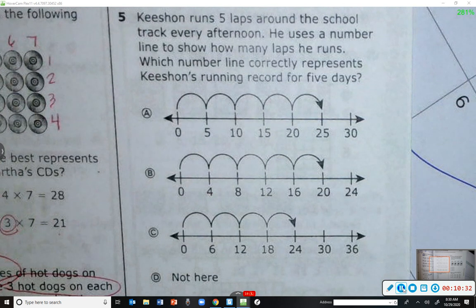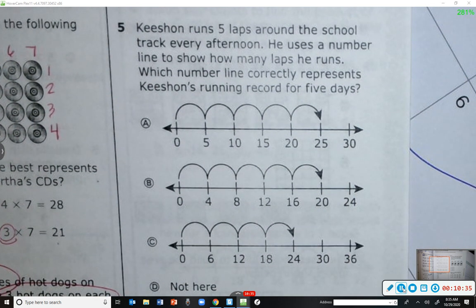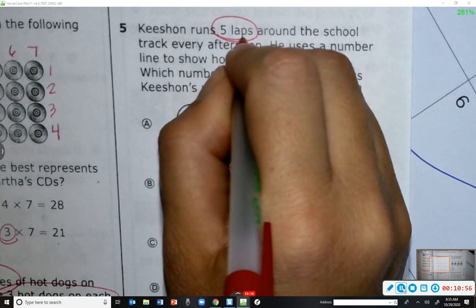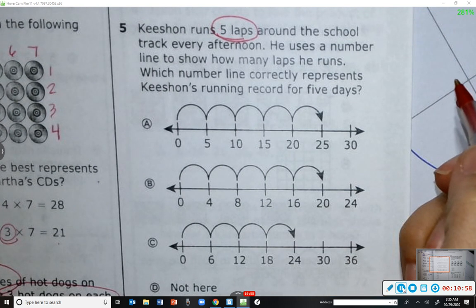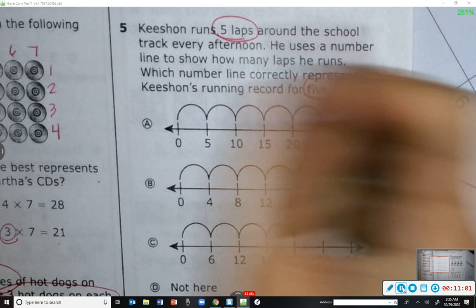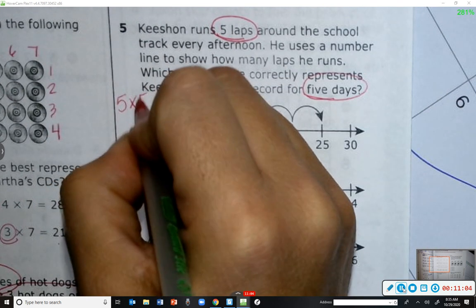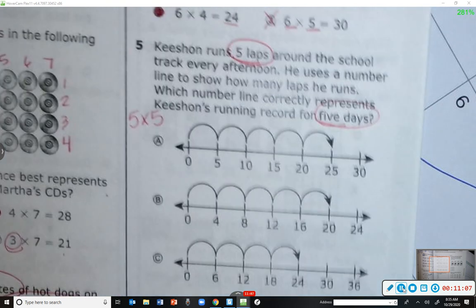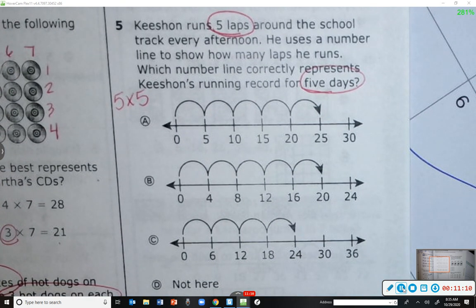All right, let's check number 5. Keyshawn runs 5 laps around the school track every afternoon. He uses a number line to show how many laps he runs. Which number line correctly represents Keyshawn's running record for 5 days? Okay, how many laps is he running each day? 5. 5 laps every day, and for how many days? 5. Okay, so it sounds like 5 groups of 5, right? 5 times 5? For 5 days, those are your groups, and then 5 laps for each of those days.